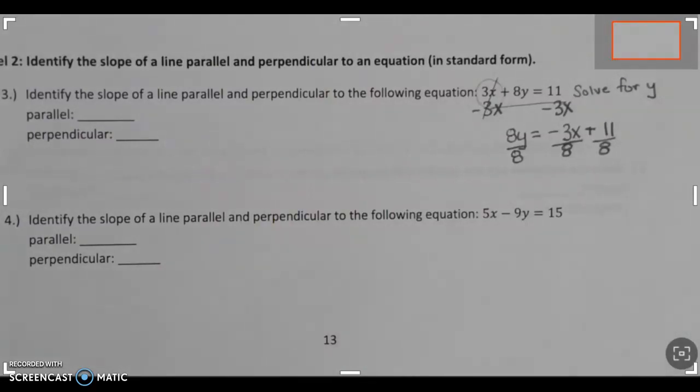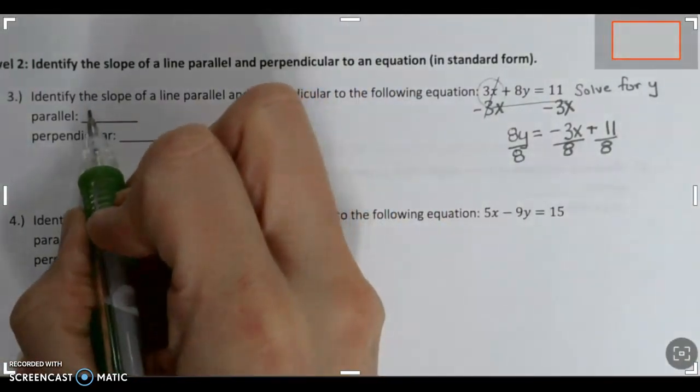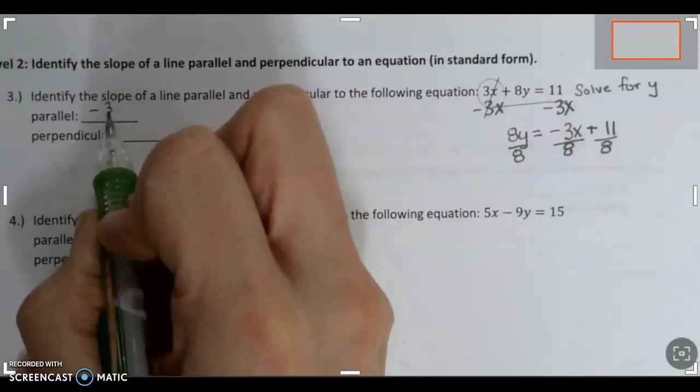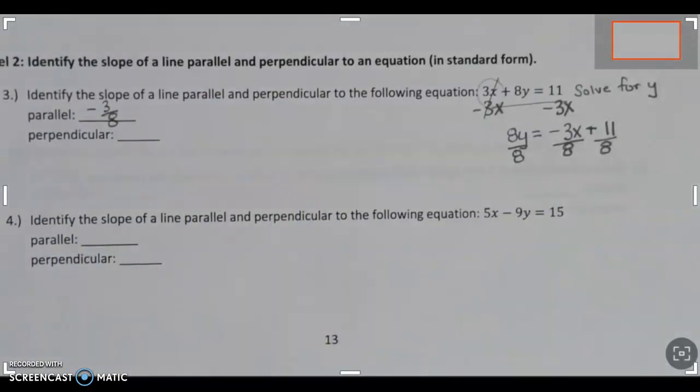Can you look at what I have there and tell me which number is the slope? -3 over 8. So if that line has a slope of -3 over 8, what would the slope of a parallel line be? -3 over 8. Hang on, let me go back to that. So this right here, this is our slope. This -3 over 8, and it's negative because we had to subtract that over. Okay, so I made it negative when I moved it over to the other side.